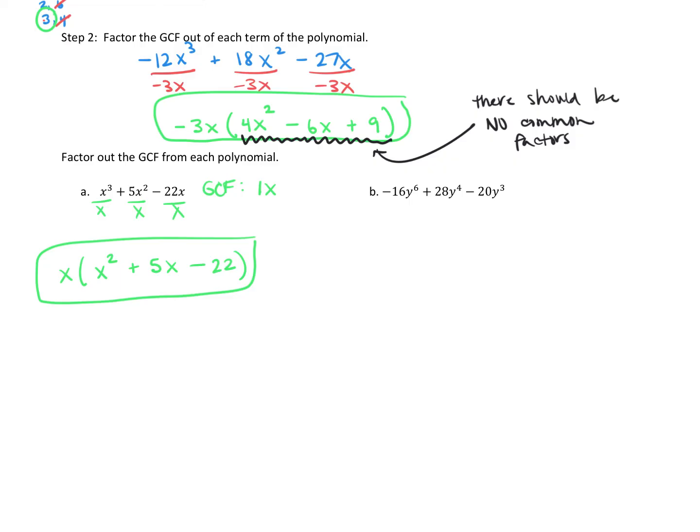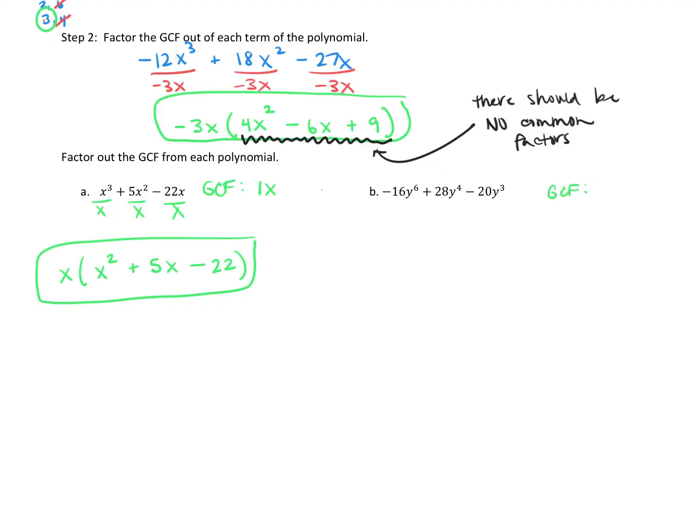All right, so last one, we need our GCF. Look at our coefficients first. We have a negative 16, a 28, and a negative 20. Identify the smallest coefficient. Does 16 fit into these other two terms? It does not, so our greatest common factor will have something smaller than a 16.